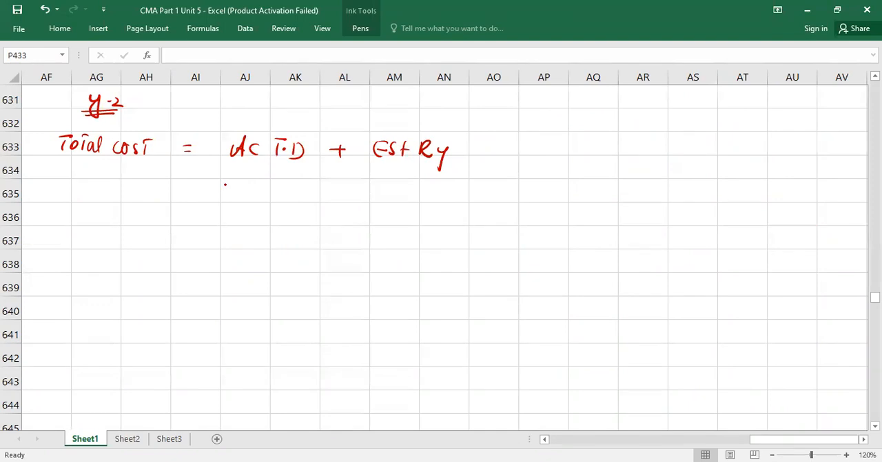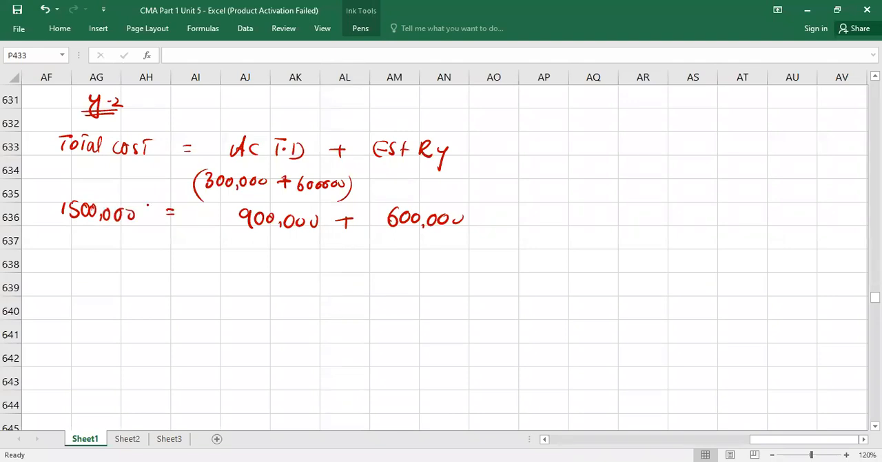Right? Actual cost till date is how much? In the first year you have incurred how much? 300. In the second year you have incurred how much? 600. This is called actual cost till date, which is how much? 900,000, plus estimated cost, which is how much? 600,000. In year 2 it is given, right? The total is going to be how much? 1.5 million.